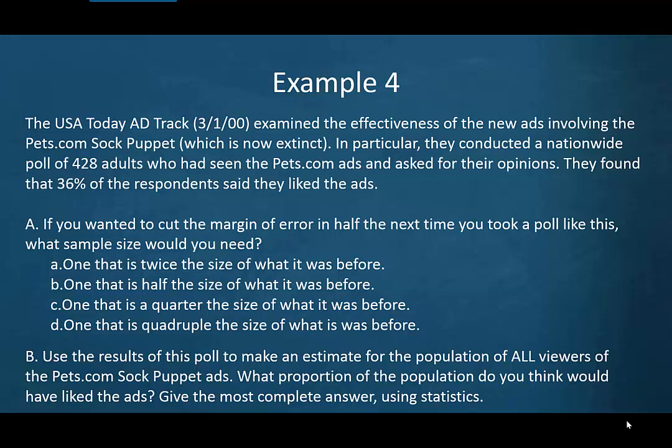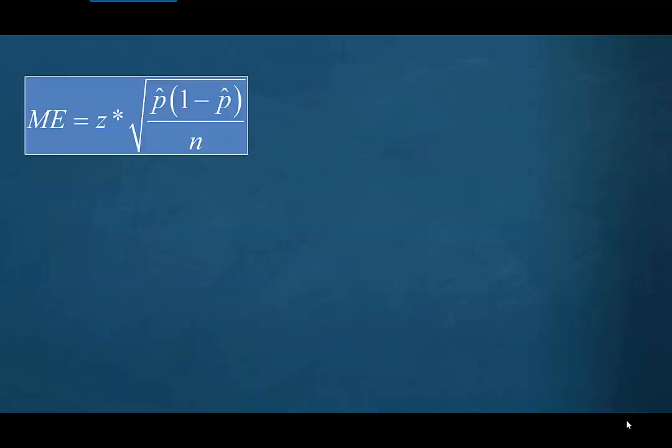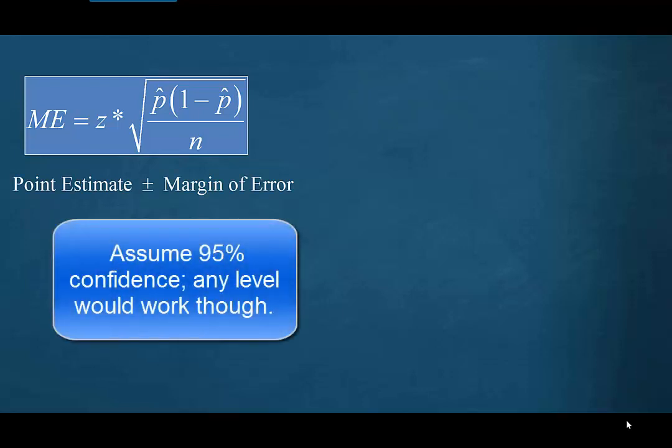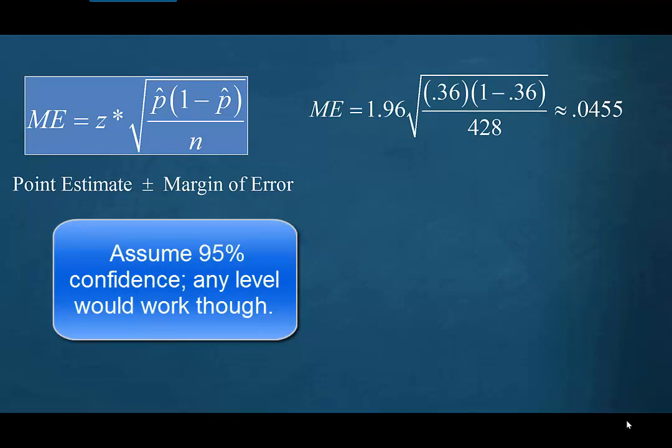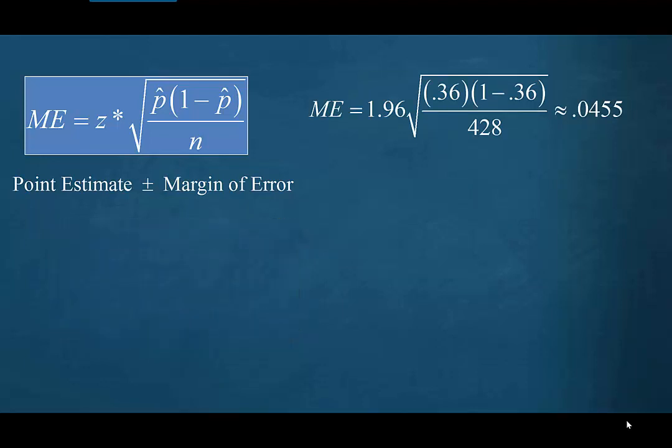Okay, let's look at part A. So let's think about this. So recall the margin of error. ME is Z star, the critical value, times the standard error, which is the square root of p hat times 1 minus p hat all over n. So again, in general, point estimate plus or minus margin of error. If we assumed a 95% confidence level, we'd have a Z star of 1.96. We plug that in, we're going to get a margin of error of 0.0455. So this is for our current example. This is what the margin of error is.